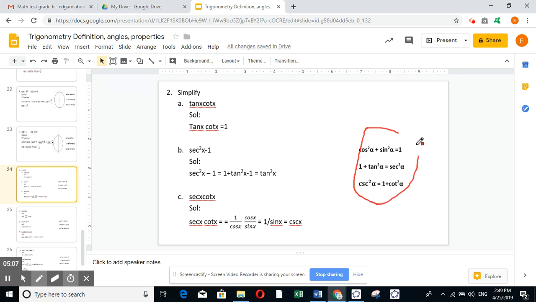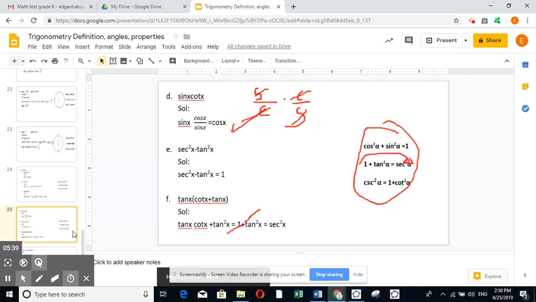These are the formulas, as I said. Tangent x times cotangent x is 1. This is the basic formula. It's sine over cosine times cosine over sine; cosine and cosine cancel, sine and sine cancel, it's 1. Secant square x minus 1, if you take the minus 1 to that side, will be tangent square x. Secant times cotangent: we know that secant is 1 over cosine, and cotangent is cosine over sine. The cosines cancel, it's 1 over sine, which is cosecant.